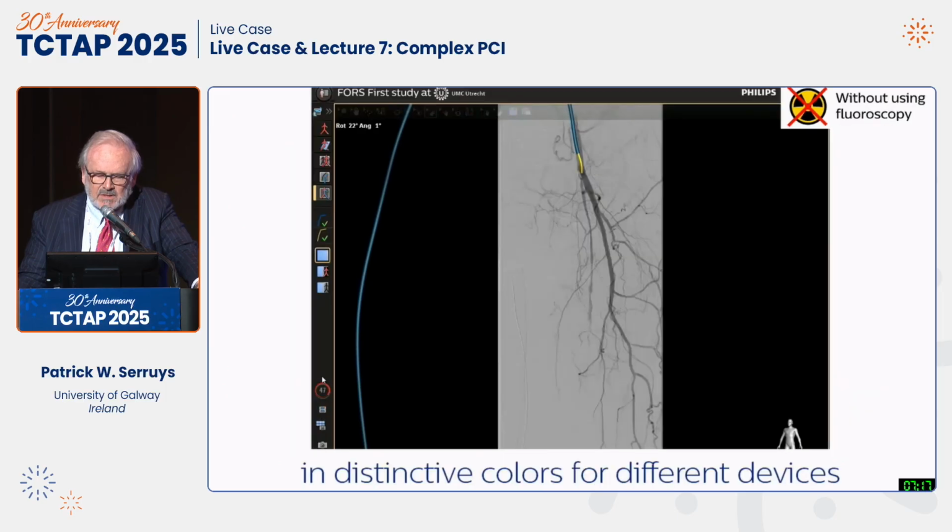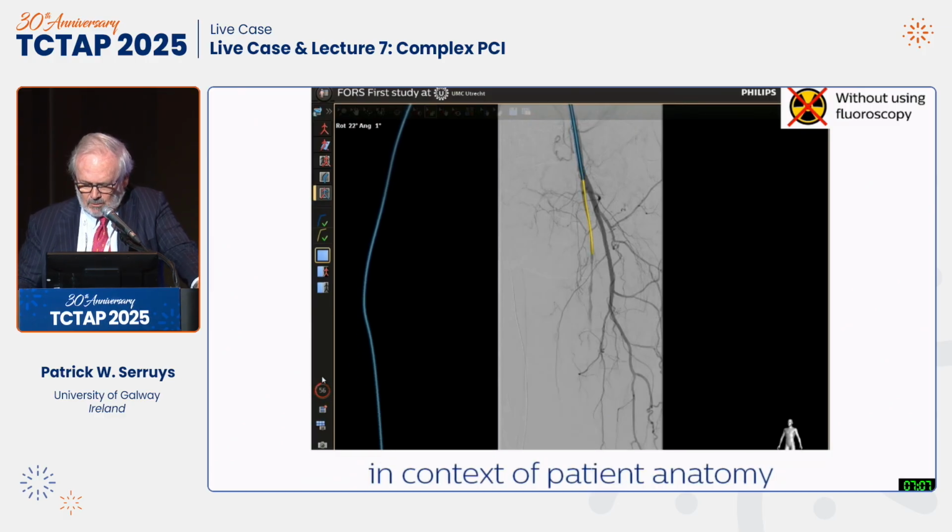So let's see the next sequence. This is an overlay, and you see the guide wire making progression, and you do that without using a fluoroscopy.